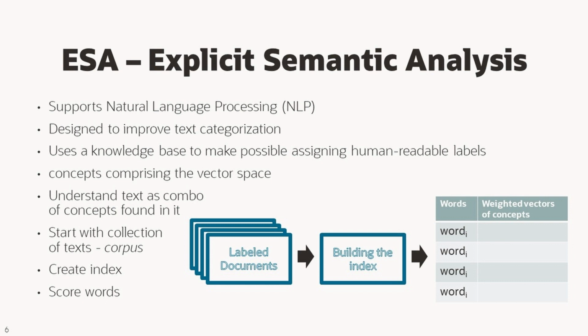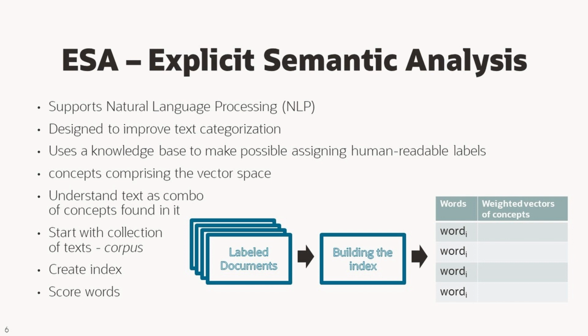So how does the model organize words in this way? When training the model, you start with your collection of texts. This is also commonly referred to as a text corpus. And with ESA, it's important that these texts are labeled. You can think about our Wikipedia example. The article is the text, and the label would be the title of that article.